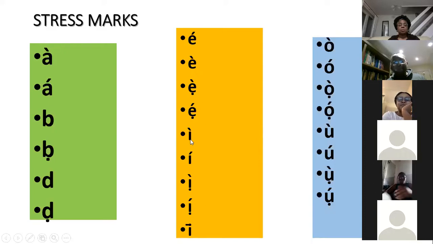And then you have what is I in English is E in our language. So remember, E in English is A in our language, while I in English is E in our language. So it also has a falling and a rising mark. And then when it has a dot underneath, that is the A sound. So the A is either rising or it's falling.